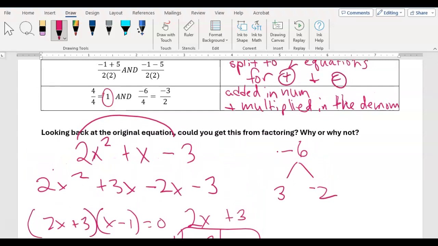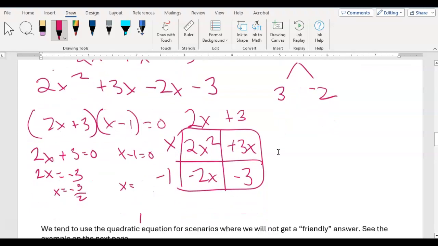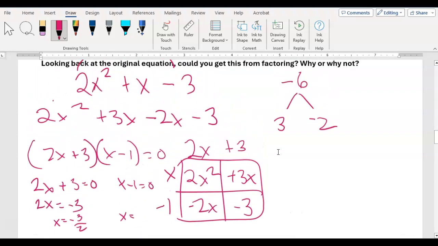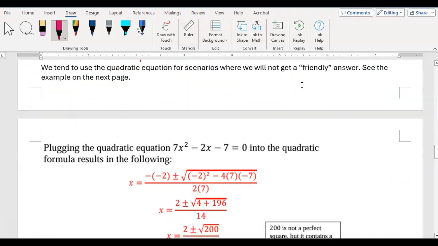Here we got 1 as an answer and -3/2. Notice we would get the same answers here. So 2x plus 3 equals 0 and x minus 1 equals 0. 2x equals -3, x equals -3/2, and x equals 1. So yes, you can factor, right? And we can factor because there are two numbers that multiply nicely to give us -6 and add to equal 1x. All right, so we tend to use the quadratic equation more for scenarios that are going to be messy, that are not as friendly.